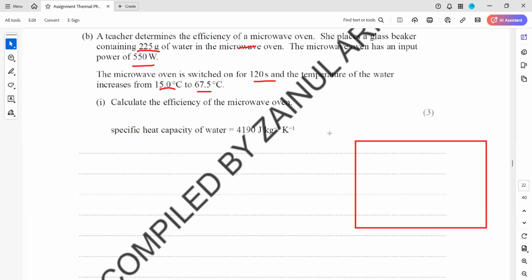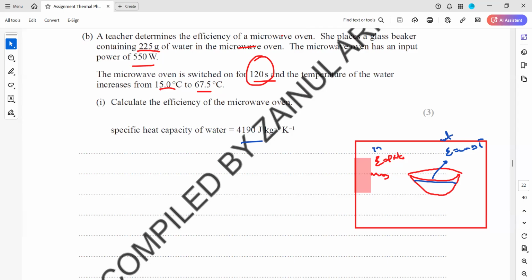So the input of the microwave oven is 550 watts for how long? 120 seconds. So the total energy which is provided is power multiplied by time. But the total energy which is absorbed by the water, because there's water inside, how much energy is absorbed by the water? E equals c m delta T, where c is the specific heat of the water, m is the mass of the water, and delta T is the temperature change. So we just need a ratio of the output energy over the input energy, times 100. That will give us the efficiency of this microwave oven.